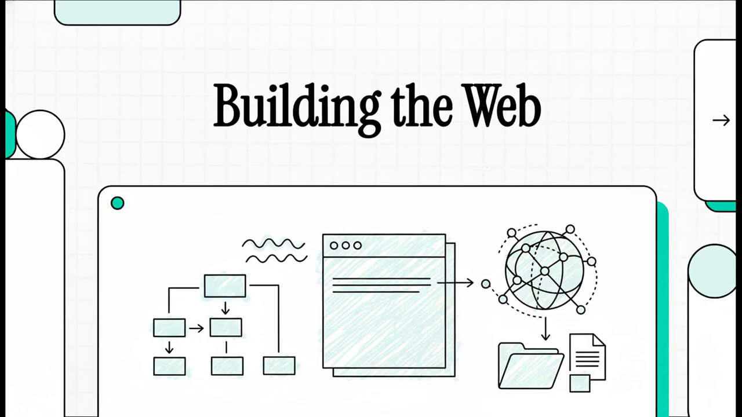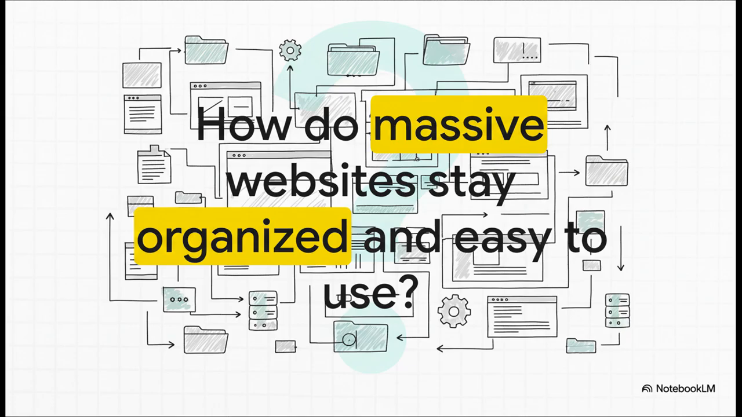Today, we're going to tackle the blueprint of the web itself. So, have you ever really thought about that? How does a huge website with thousands, maybe millions of pages stay organized and, well, usable? It seems like it would be crazy complex, right? But the answer is actually pretty simple. It all boils down to one thing: having a solid blueprint for its structure.